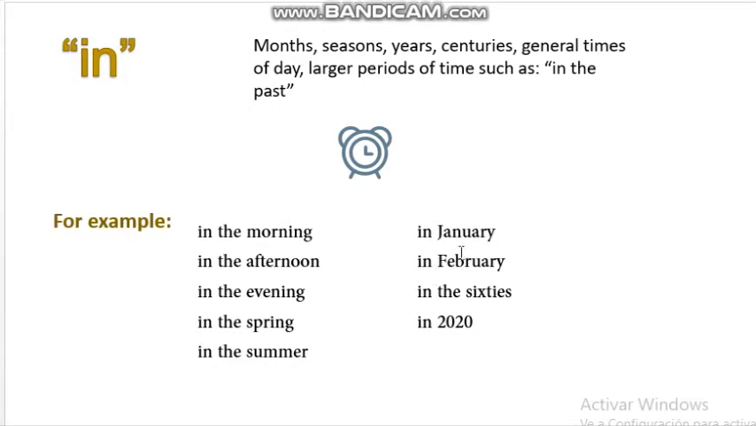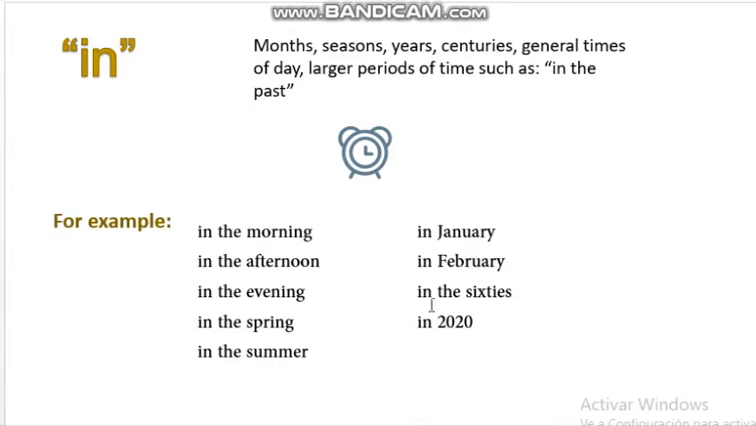In January, in February. January and February are months of the year. That means that we can use it with the other 10 months of the year also, as in December, in November, in June, in July, in August, whatever month of the year. As you know, we have 12 months of the year.